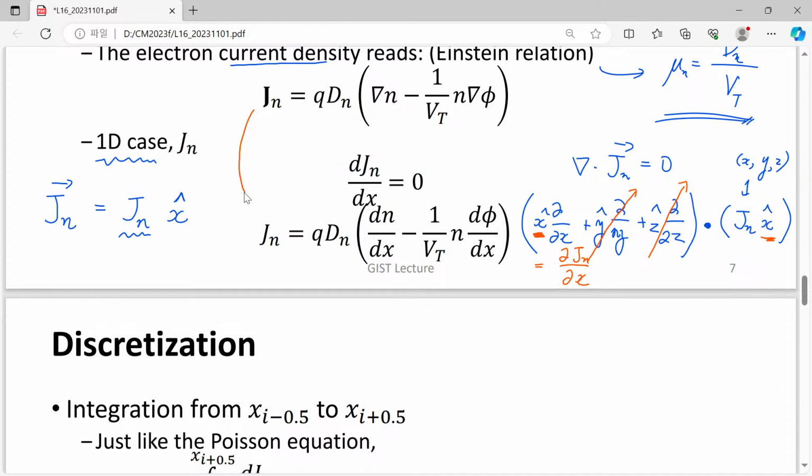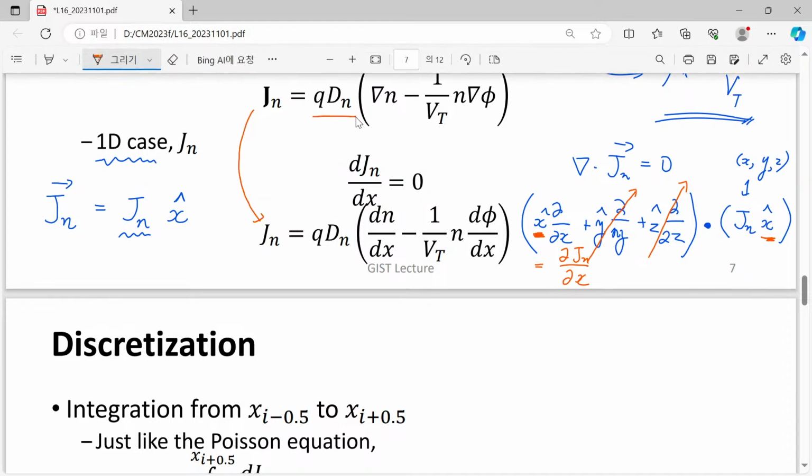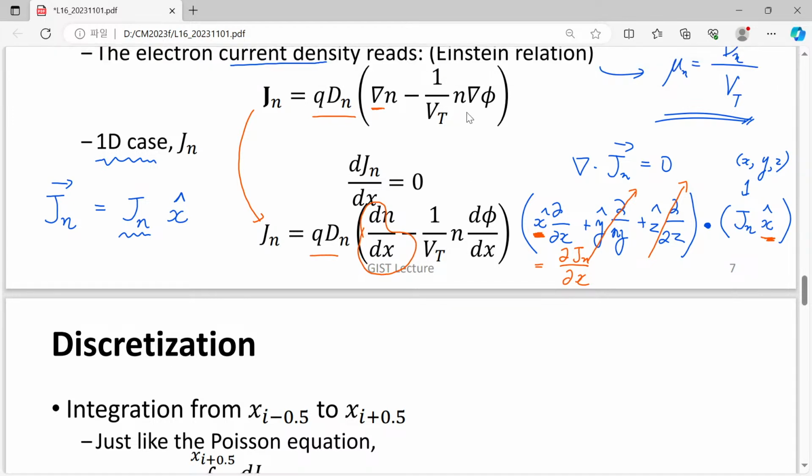Then if we just reduce the dimension, then qD is okay, and this gradient becomes just a first order derivative, and here we have also a first order derivative. This is not that difficult to understand. Well, although it's not that difficult to understand, implementation is a little different story. So now we must implement it into our system. How can we do that?